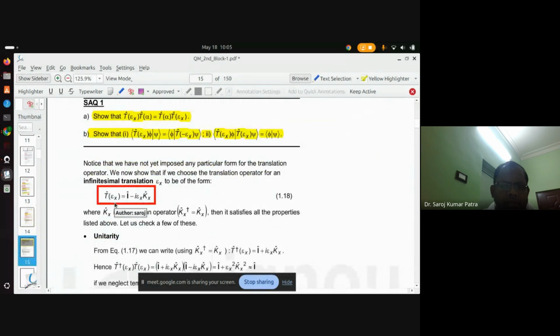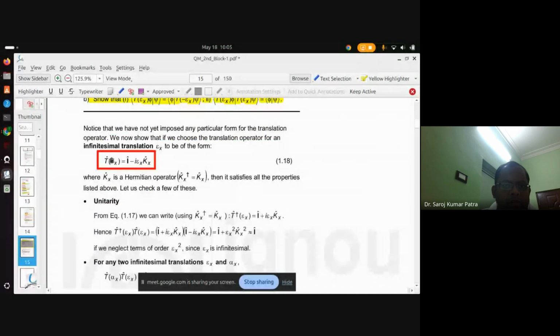What is T of epsilon x? Notice that we have not imposed any particular form for the translation operator. We now show that if we choose the translation operator for an infinitesimal translation epsilon x of this form, where Kx is a Hermitian operator, so Kx dagger is equal to Kx, then it satisfies all the properties listed above.